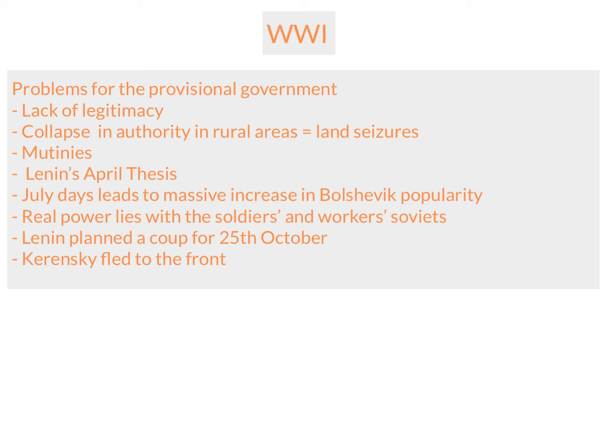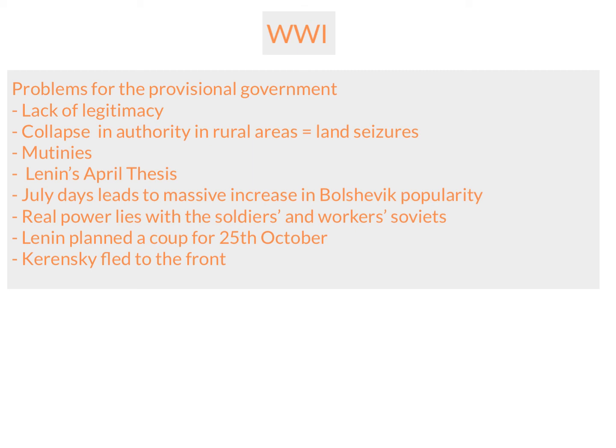And Lenin decides to take the opportunity to plan a coup for the 25th of October. I'm calling it a coup because it was very much the Bolsheviks trying to take control of the provisional government. And therefore, really, it was a political exchange of power. Obviously, we also call it the revolution. But in essence, Lenin was trying to replace the provisional government.